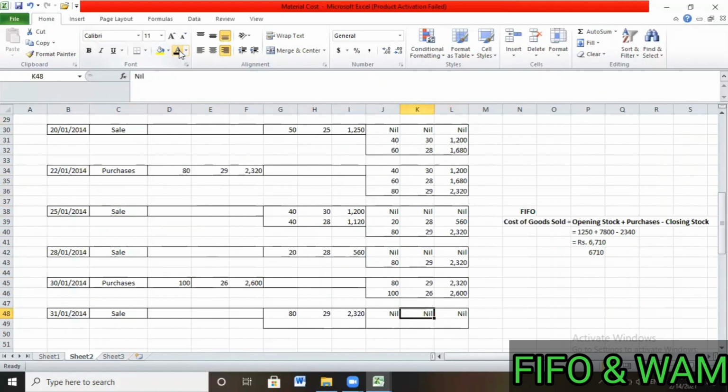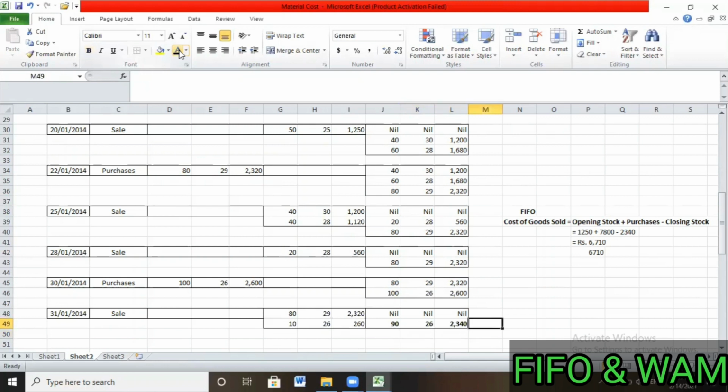And what about the rest? We need to give 10 more. That will be out of that 100. And your balance will be 90 units at the rate of 26. This amount, 90 units at the rate of 26, 2340, is your value of stock, 2340.